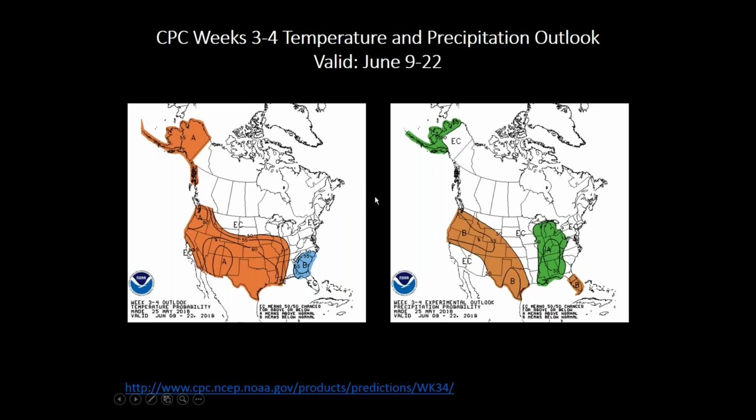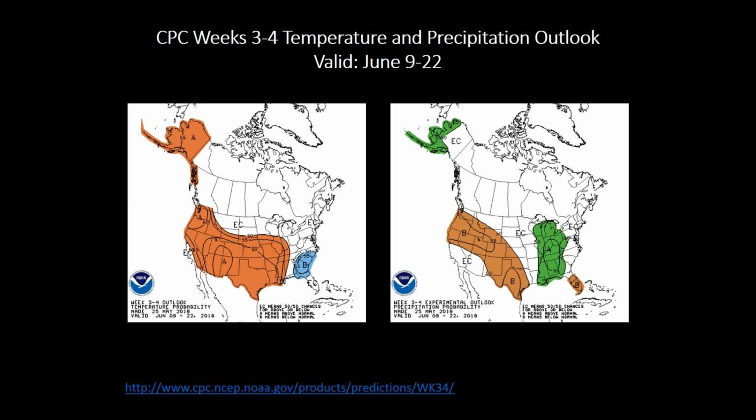So I wanted to show the CPC 3 to 4 week temperature and precipitation outlooks for a couple of reasons. One reason, these shorter term outlooks are more skillful, meaning there's more reliability, and you can use these a bit more in terms of planning and have better confidence that the forecasts will be better as compared to the longer term seasonal, annual type forecasts.